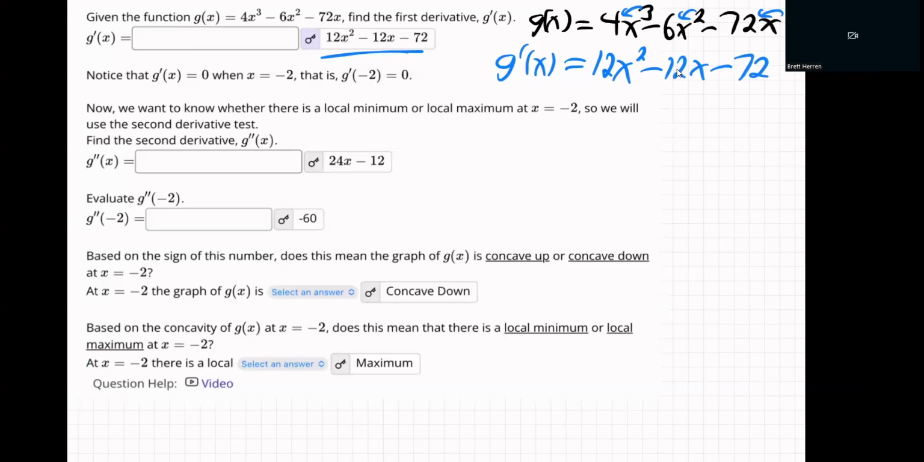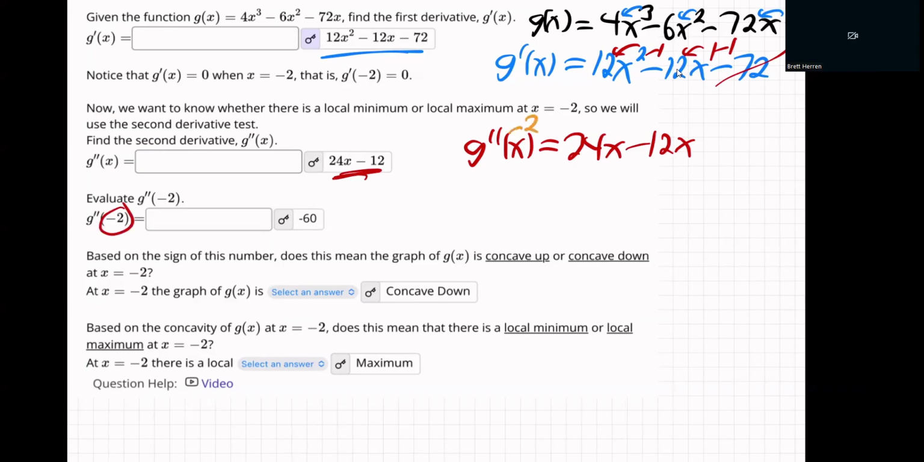So then we take another derivative. This 2 comes down. Lower the power by 1. This 1 comes down. Lower the power by 1. It's gone. The 72 is just 0. There's the second derivative, which they have right there. And so now they say, now take that and plug in negative 2.